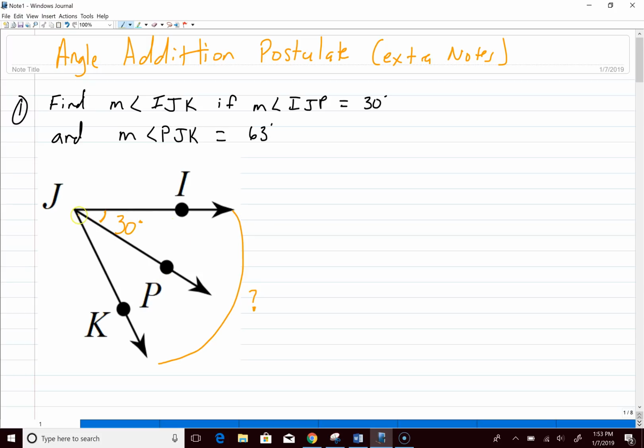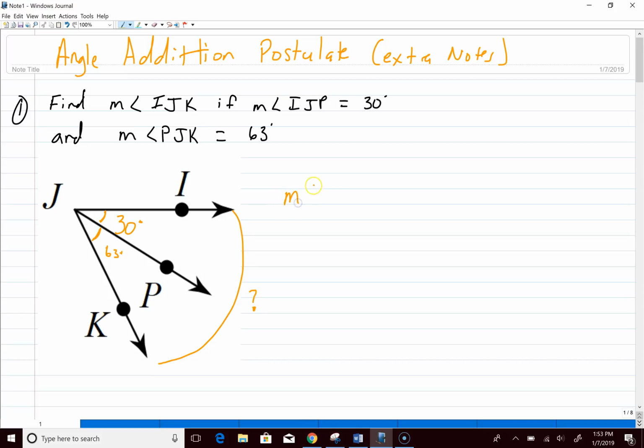And PJK, that's the one inside here, is 63. Well, how do you get the whole angle? In order to get the whole angle, you need to add the two small ones. That's the angle addition postulate, right? So in order to get the measure of the full angle, if you know the two small ones inside, the two adjacent angles, you're going to add them.